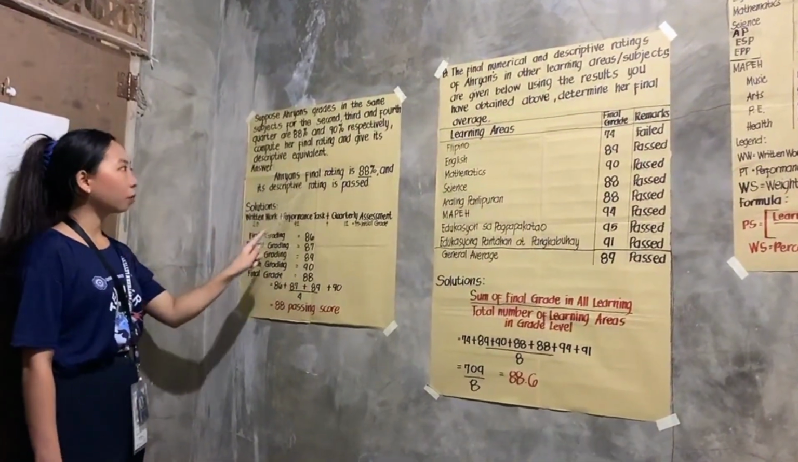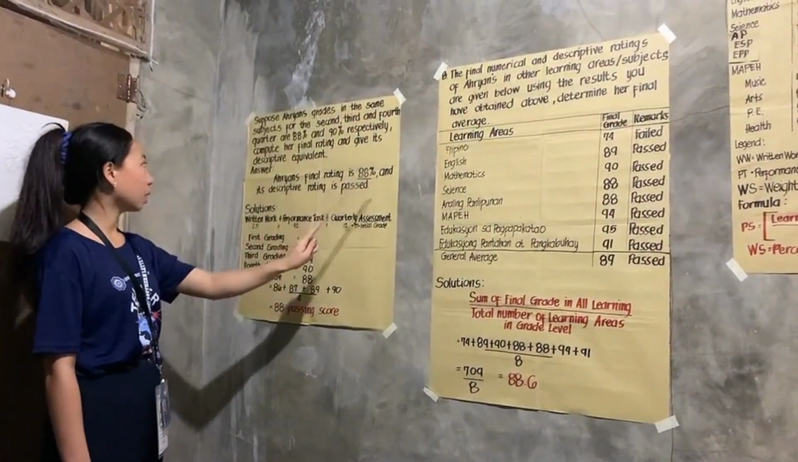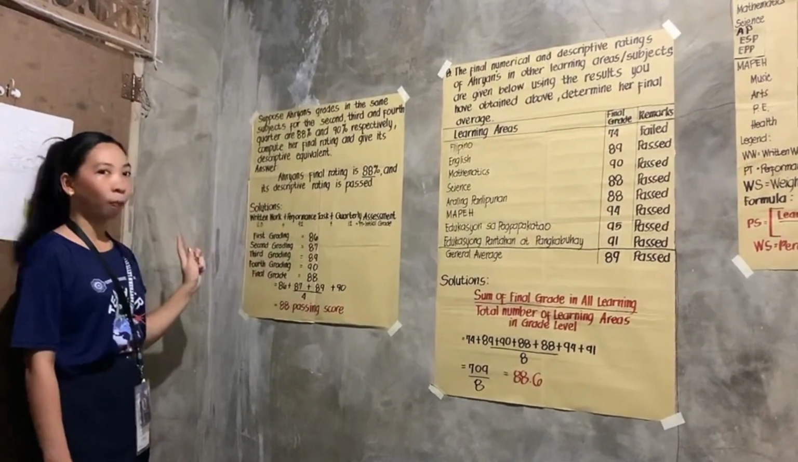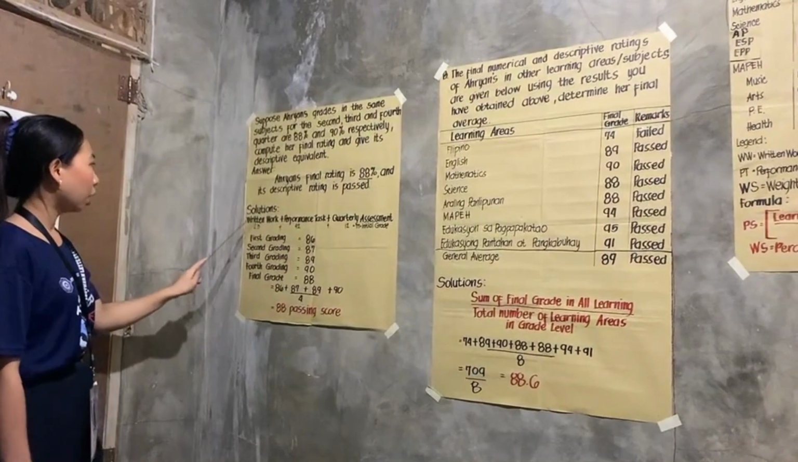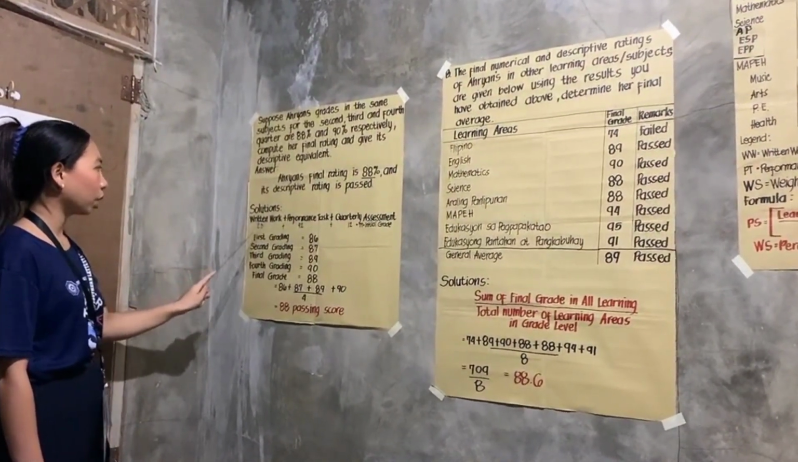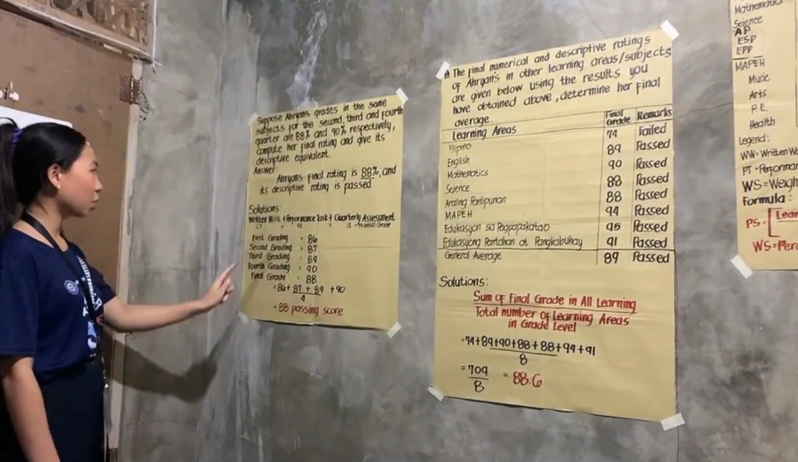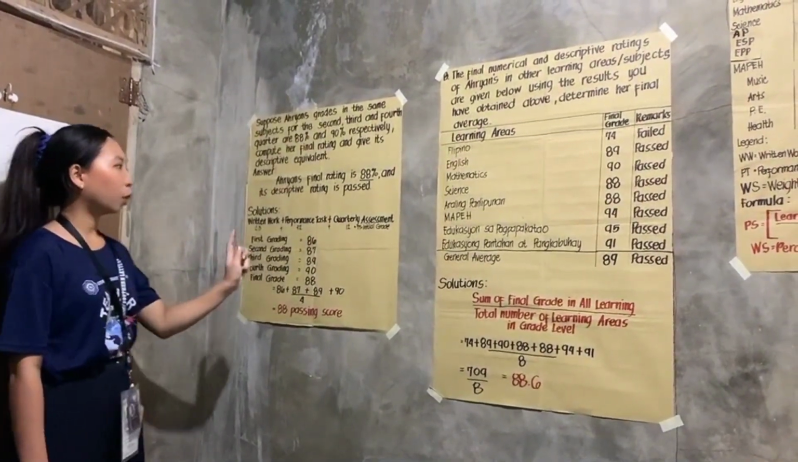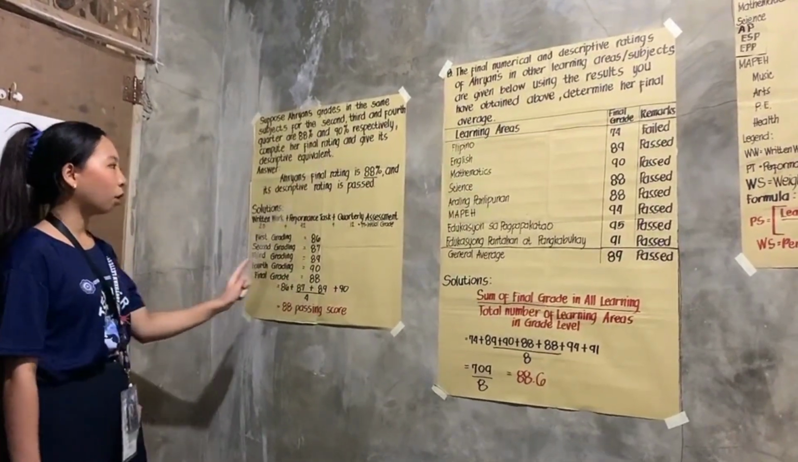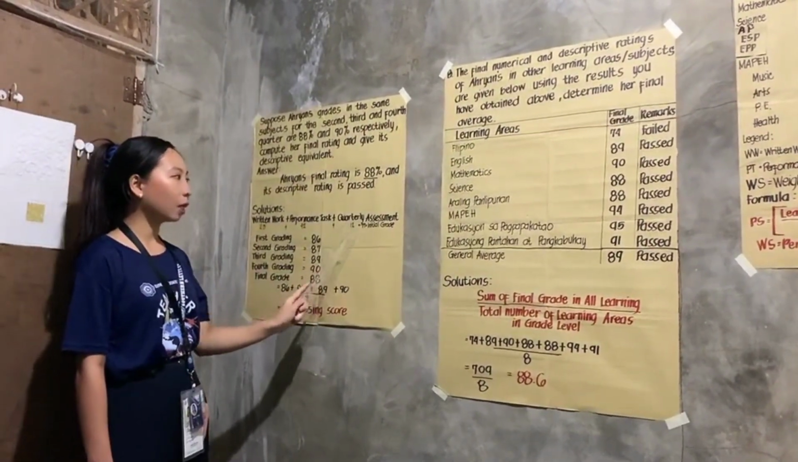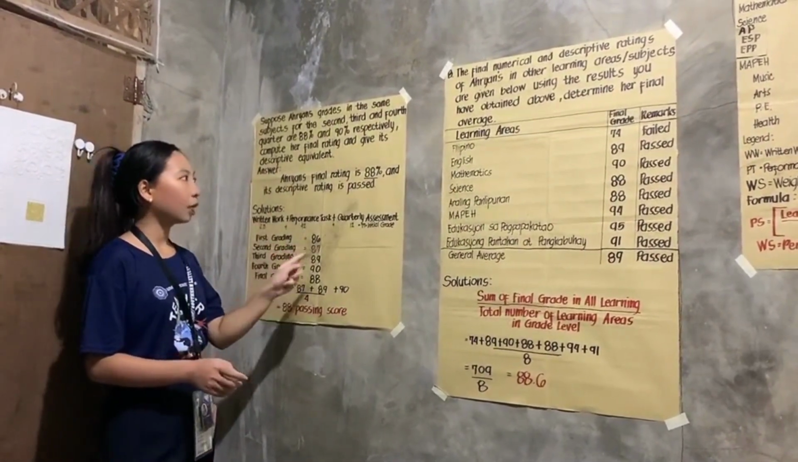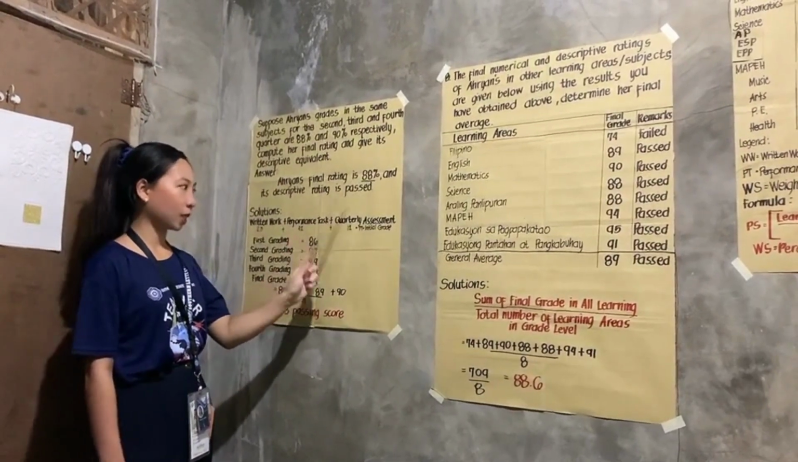So Aryan's final rating is 88% and its descriptive rating is passed. My solution is that in her written work, she got 23. In performance task, she got 42. In quarterly assessment, she got 12. So we're going to add it all. It'll be 77. And if we transmute it to get the final rating, it'll be 88%.